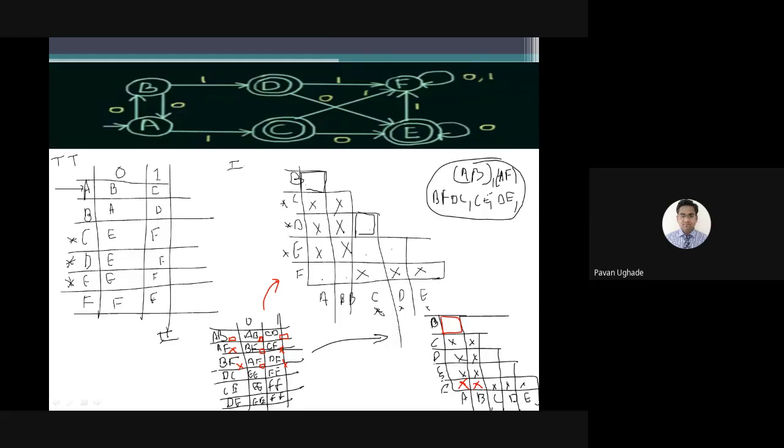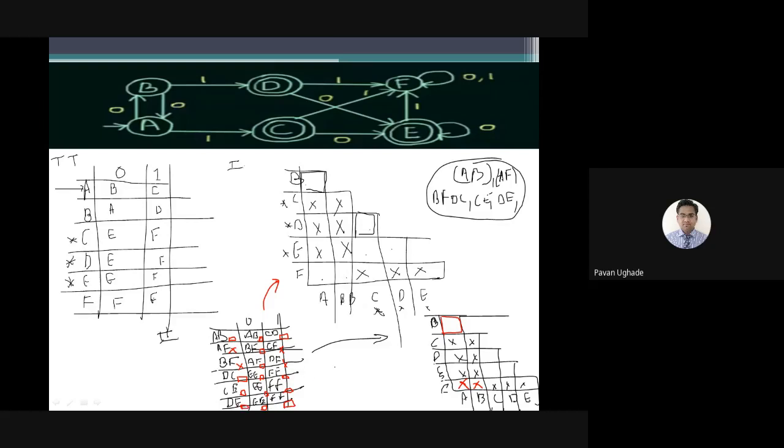Now about DC, check about E. What is EE, blank or cross? For cell EE, there is no cell, as the state itself is equivalent. So blank. The second entry is also FF, the state itself is equivalent, so that will be blank. Here also EE is blank, FF is also blank. So this will be blank. The same thing goes here.